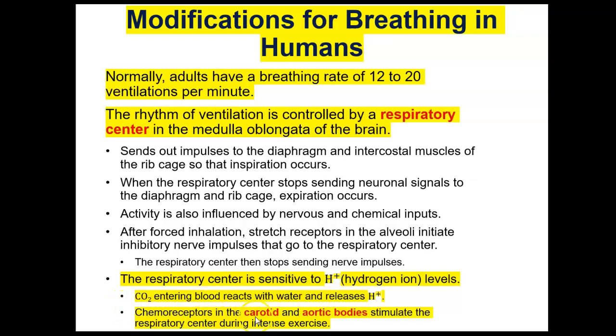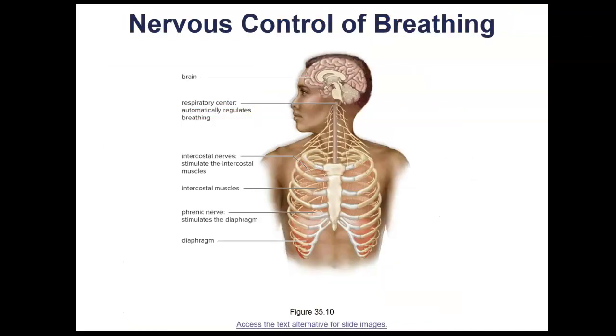There are chemoreceptors in the carotid and aortic bodies, in the carotid arteries and the aorta, that stimulate the respiratory center during intense exercise. But basically, that's what the respiratory center is sensitive to: as carbon dioxide enters the blood, it lowers the pH, and those are the conditions that would cause the respiratory center to react.